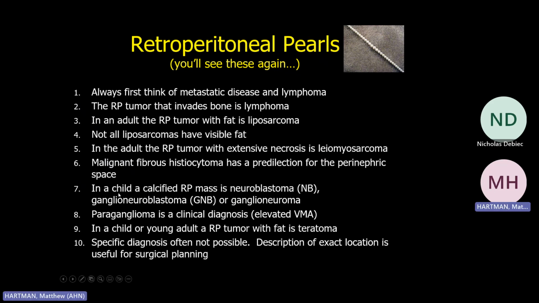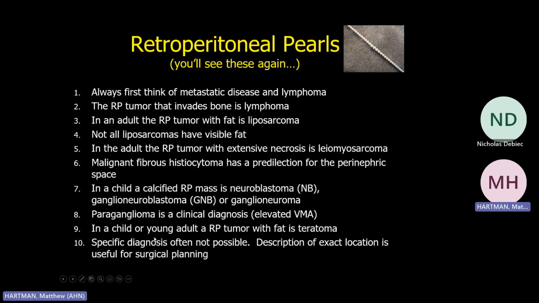Number 7, we get a PEDS pearl here, in a kid with a calcified retroperitoneal mass, think neuroblastoma, ganglioneuroblastoma, or ganglioneuroma. And again, remembering from our adrenal talk, if you have an elevated VMA, if you have that laboratory value, it will really help you. Paragangliomas will have high VMAs. Number 9, in a kid or young adult with retroperitoneal tumor and fat, think teratoma.